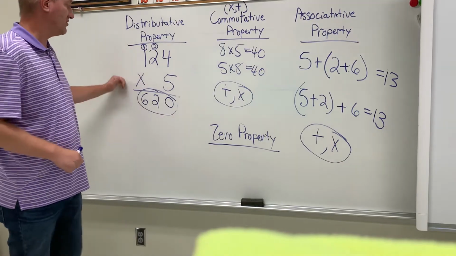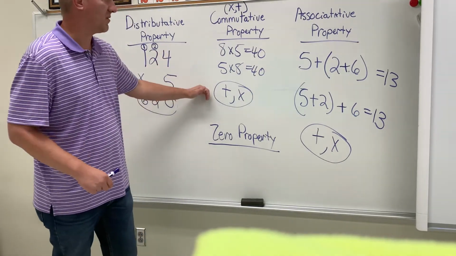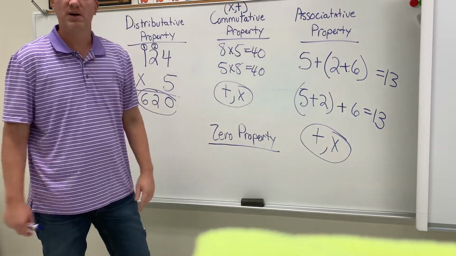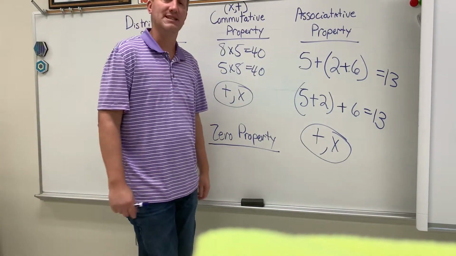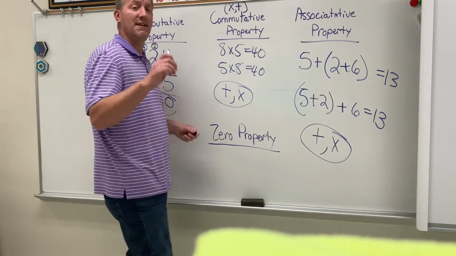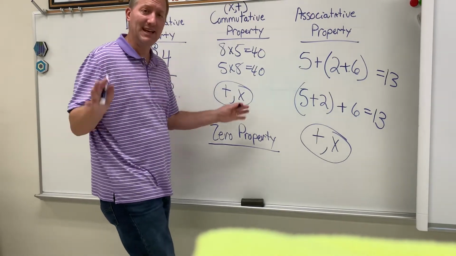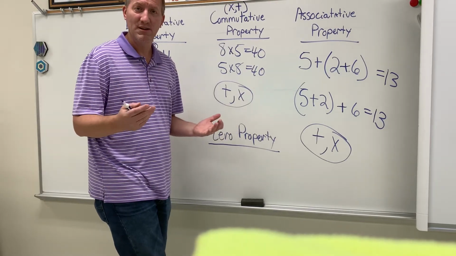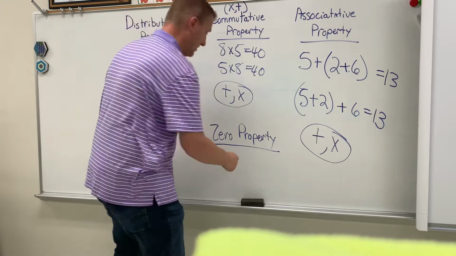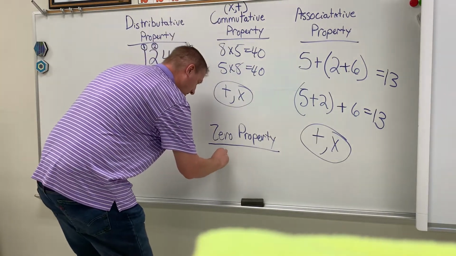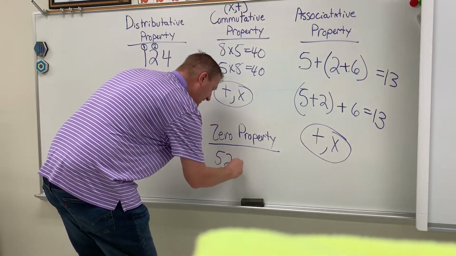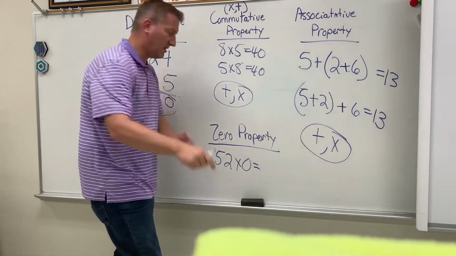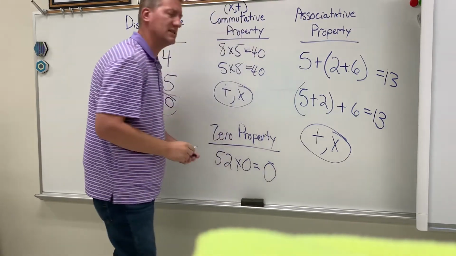Okay, so we have the distributive property, the commutative property, the associative property, and then the zero property. The zero property is the easiest because that means if I multiply anything, any number that you can think of, times 0, it's always 0. Okay, so if I do 52 times 0, what is it? 0, right? It's always 0.